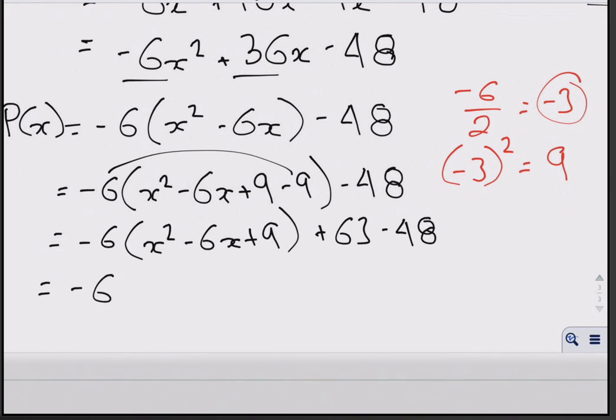And my final answer, again, this will be a perfect square trinomial. So I can rewrite it as x minus 3, keeping in mind that negative 3 will always match up with this negative 3. Little shortcut. And then I have a positive 54 minus 48, which is 6.